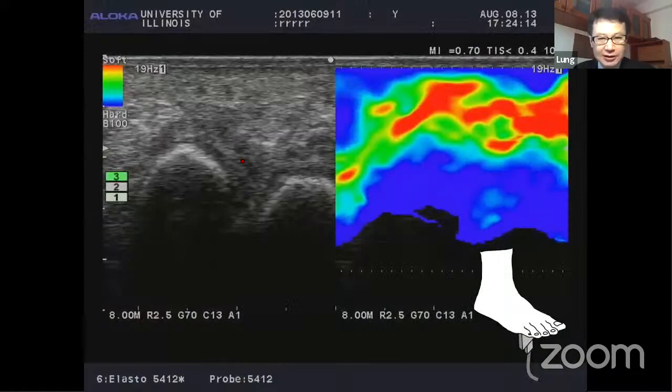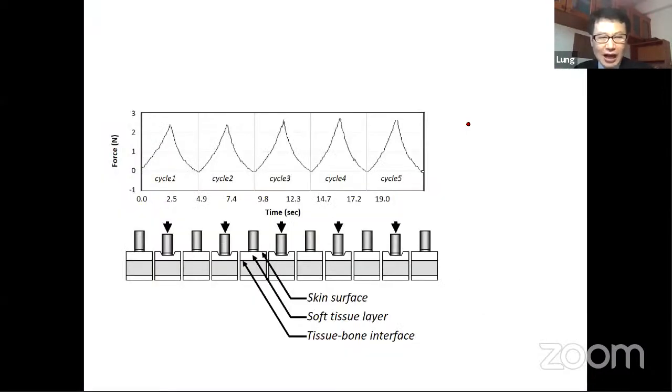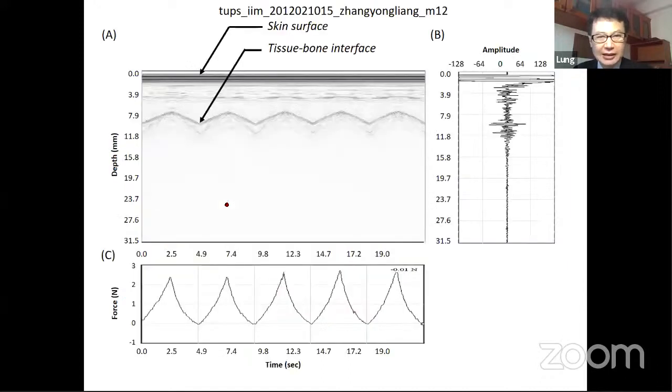So, for example, this is our first metatarsal head in here. On the left side is the ultrasound B mode image. The right side is the elastography, the ultrasound analysis result about the elasticity. After pushing, loading, and unloading, we have a lot of cycles. Here is loading, and the force is increased, and the thickness will also decrease, and then we can get a result similar to this one.